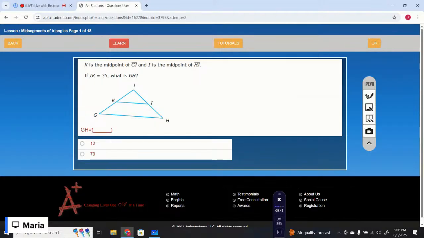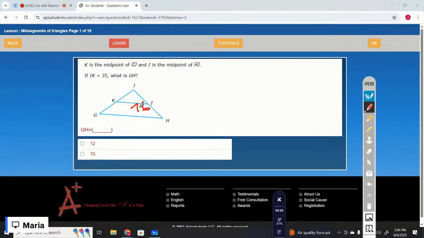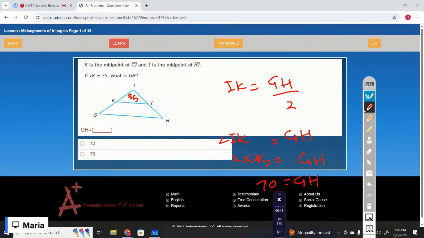If K is the midpoint of JG and I is the midpoint of AG, if IK is 35, what is GH? So we are given the length of IK, that is 35. We need to find GH, right? Basically, IK is exactly half of GH. So GH equals twice the IK. So 2 times 35 is 70. So option number 2 is the correct option, that is GH equals 70.